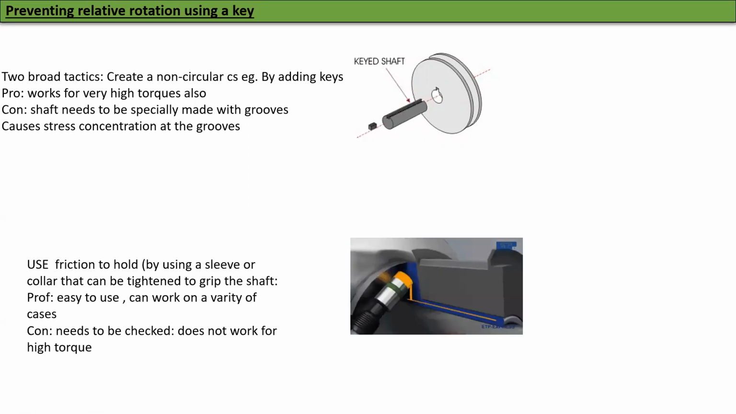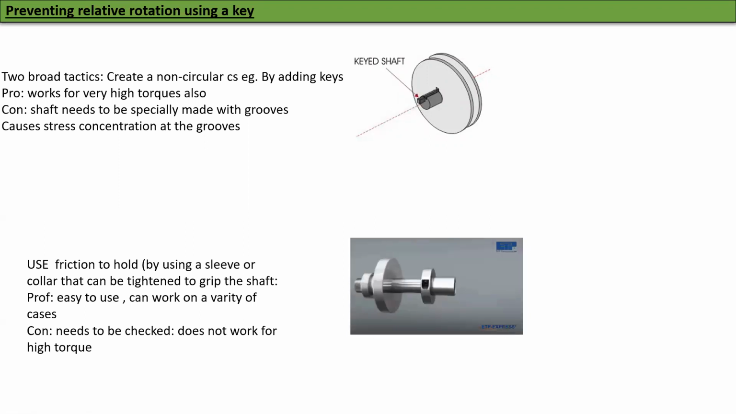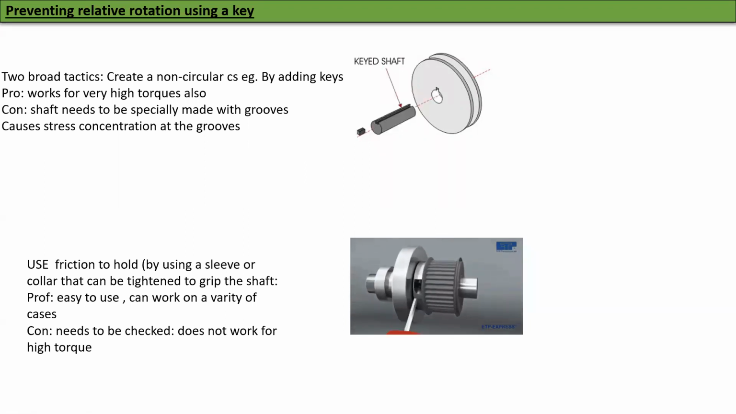The other way is to use friction to hold by using a sleeve or collar which is tightened. So you can see how this sleeve works, I'm tightening a screw which grips the shaft. So that's how I do that. Okay, so that's the other way. You can see that the shaft grip is happening. So that's another way to do it.